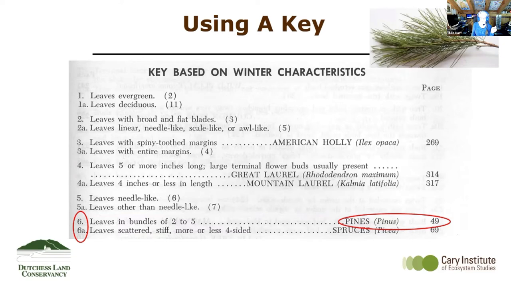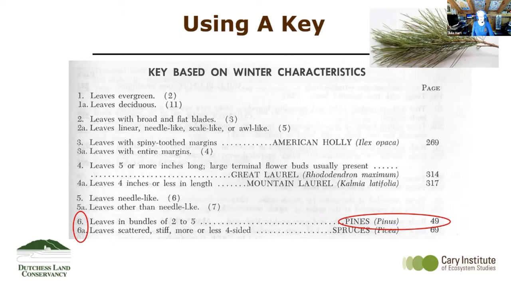Some of these questions are a little confusing. They might be ambiguous. Some of the vocabulary might be a little tricky. And keys are going to have a page of descriptions of vocabulary, different plant structures that they're asking you to look at. So there should be kind of a glossary that goes with it to explain what it is that you're looking for. But don't be daunted by them. You can do it. You just have to keep trying. It helps actually if you try to key out something that you already know what it is and see if you get the right answer. So that's a good way to practice using keys.